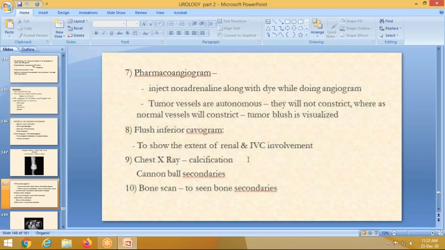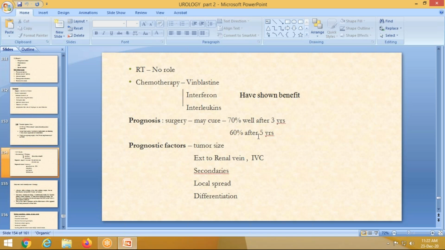So kidney we should read thoroughly, because they can ask so many questions in this chapter.